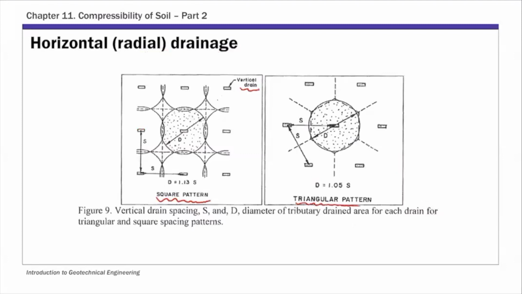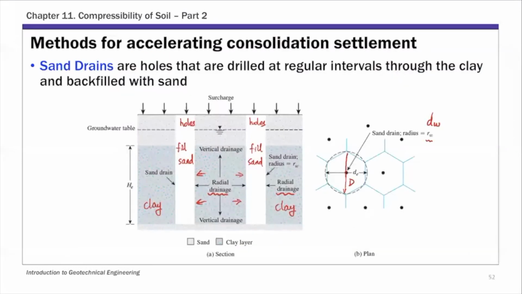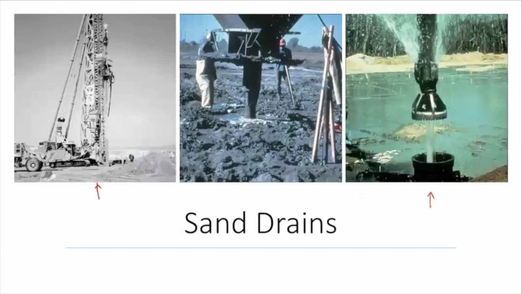And small dW in the previous equation is the diameter of the vertical drain. And then that capital D, so it's the diameter of this tributary drained area. So D is actually diameter. So D is the diameter of the tributary area.